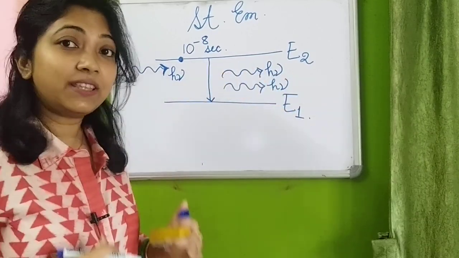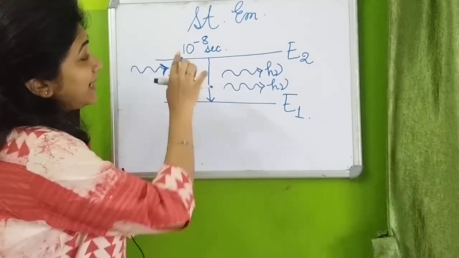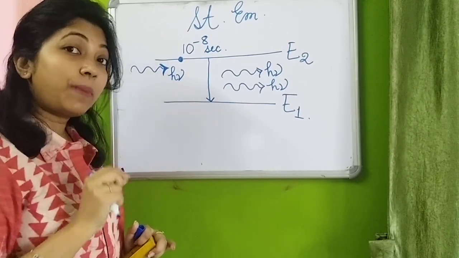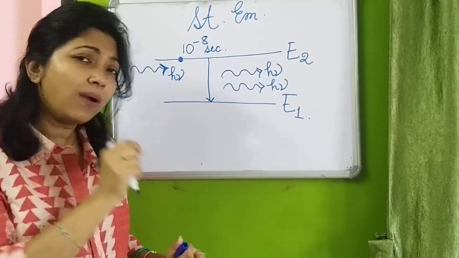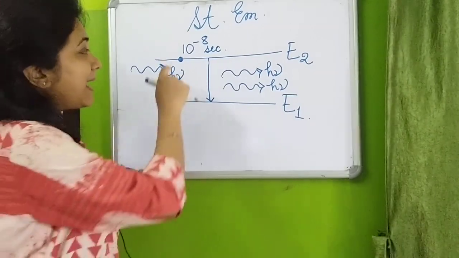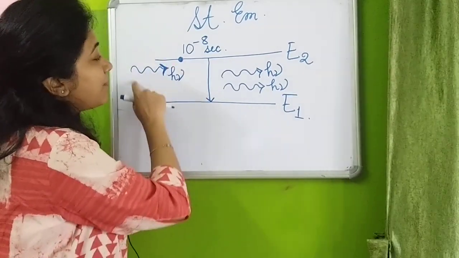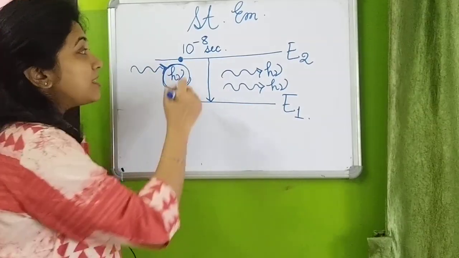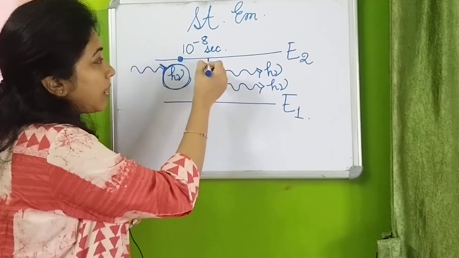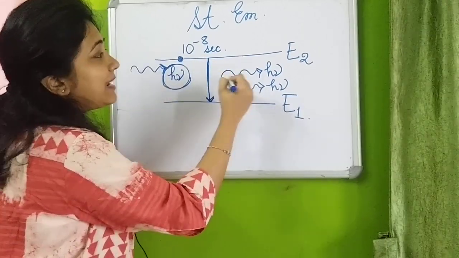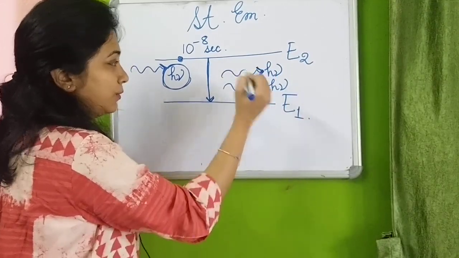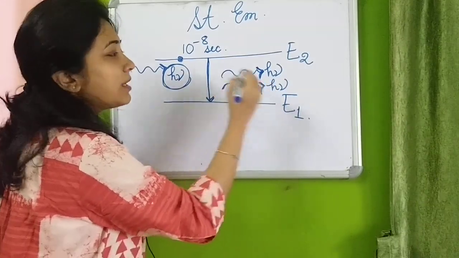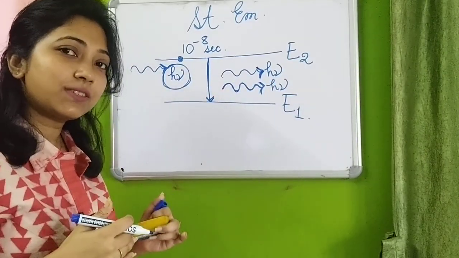Listen, one second. Let me repeat the entire process once again. While the electron was in the excited state E2 for only 10 to the power minus 8 seconds, within this short duration, if we can send in an extra stimulating photon of value h nu, then this h nu can stimulate this electron to come down to the ground state and release its extra energy in the form of h nu, and this stimulating photon will also come out in the process after it has done the stimulation.